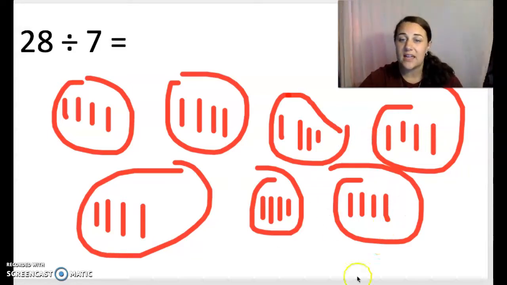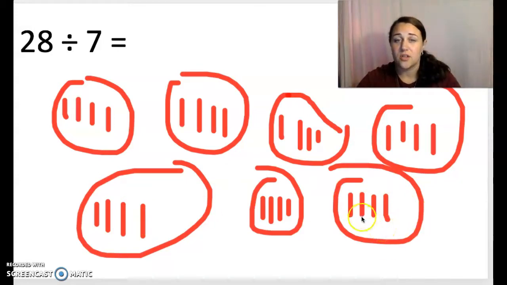So since I ended at my last group, I know that they're equal. So I can just count how many are in my last group. If I ended here, they wouldn't be equal. But I ended here, so I know they are. So 1, 2, 3, 4. There are 4 in each group. So 28 divided by 7 equals 4.